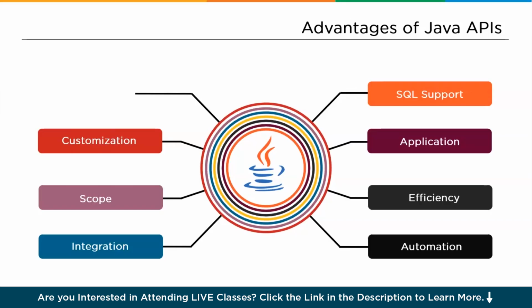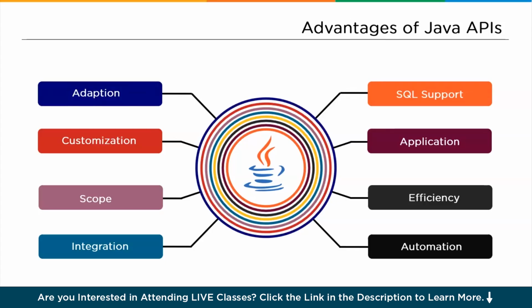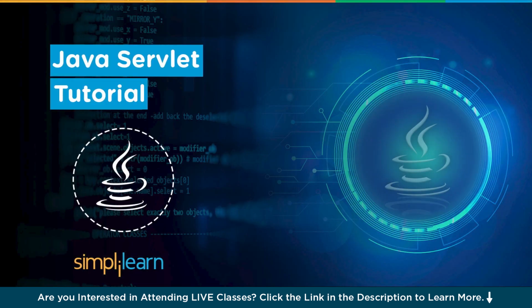Followed by that we have customization. Java APIs enable developers and businesses to build applications that personalize user interface and data. And finally, we have adaptability. Java APIs are highly flexible and adaptable because they can easily accept feature updates and changes to frameworks and operating systems. We will learn about servlets in Java.